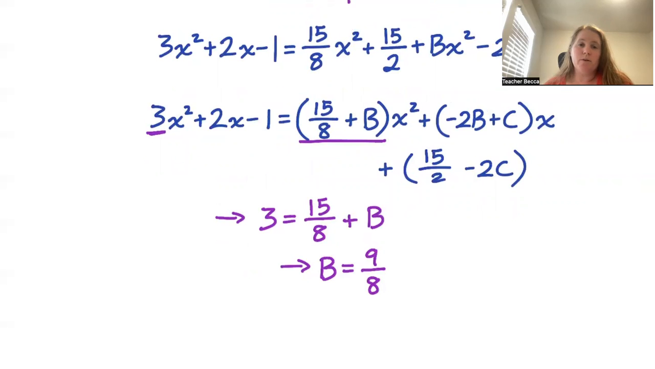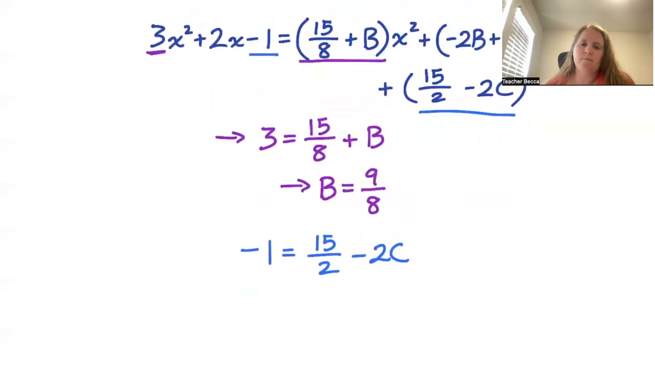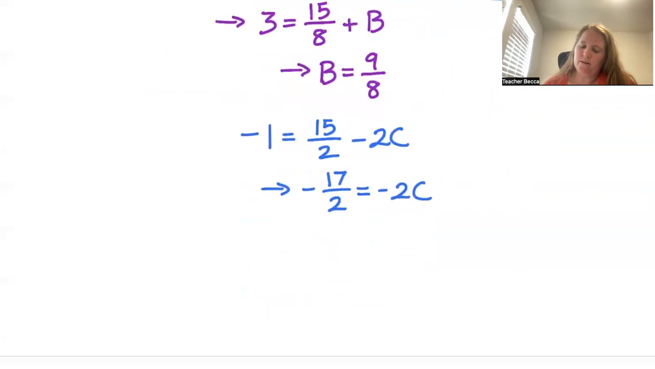We can match whichever of those other two we want. If we go ahead and match the constant term, we have a negative 1 and a 15/2 minus 2c. So we have negative 1 should be equal to 15/2 minus 2c. That means we have negative 17/2 is equal to negative 2c. And therefore c is equal to 17/4.